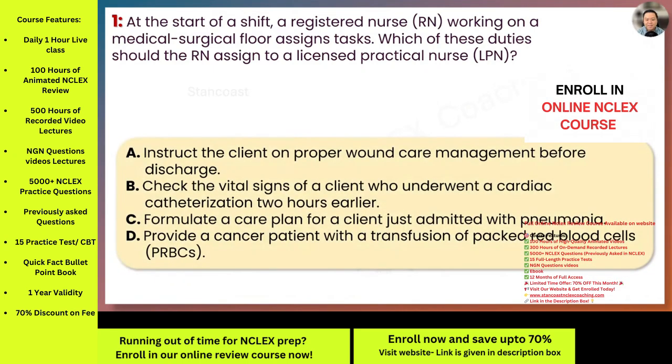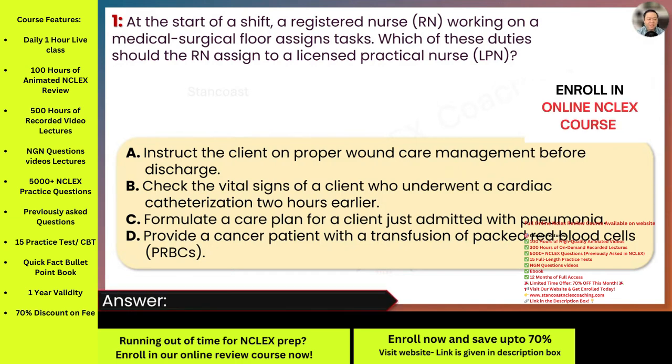Options: A, instruct the client on proper wound care management before discharge. B, check the vital signs of a client who underwent a cardiac catheterization 2 hours earlier. C, formulate a care plan for a client just admitted with pneumonia. D, provide a cancer patient with a transfusion of packed red blood cells.